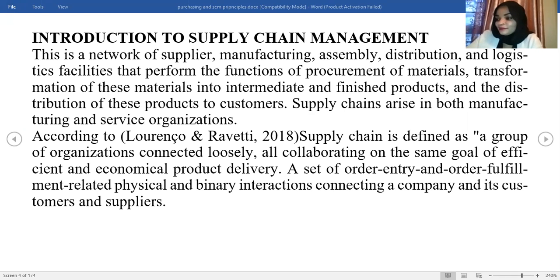I'm so ready. Today I decided to use my own version of notes. All right, so it's all about introduction to supply chain management. Remember, yesterday and the other day we were talking about supply chain.